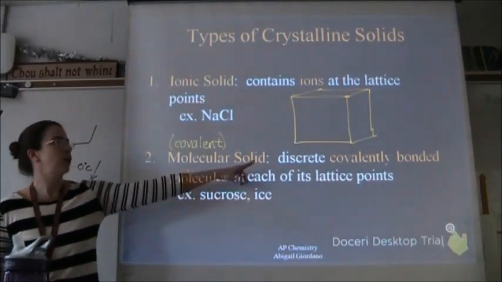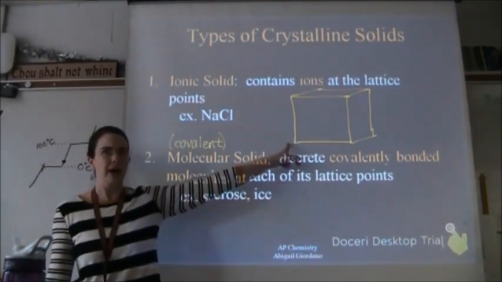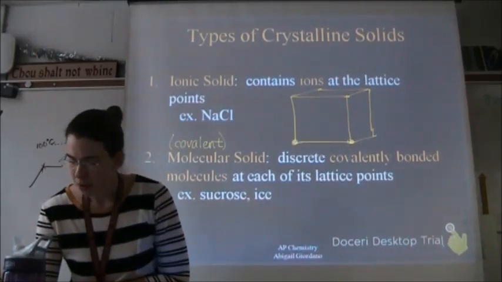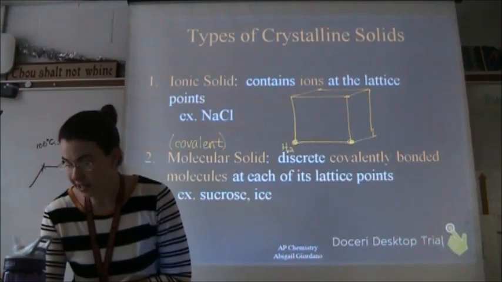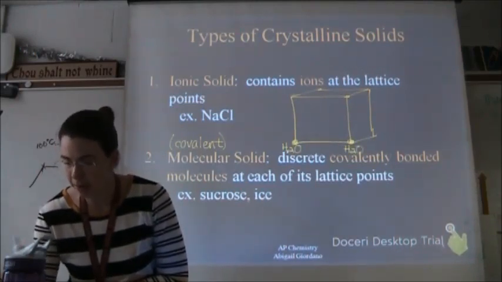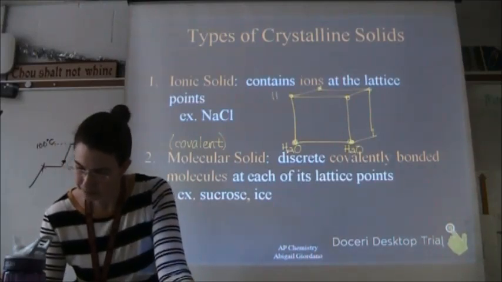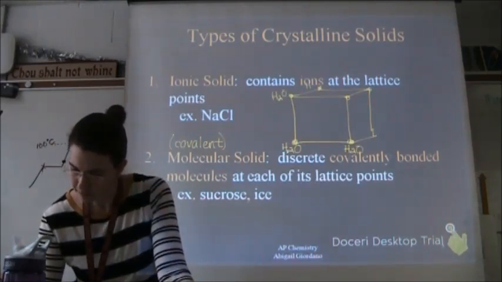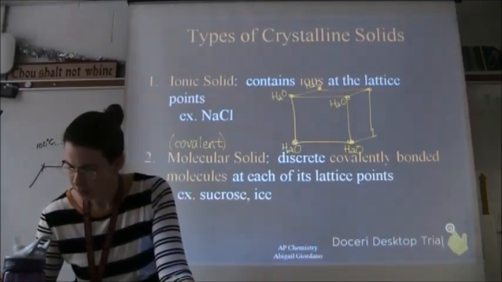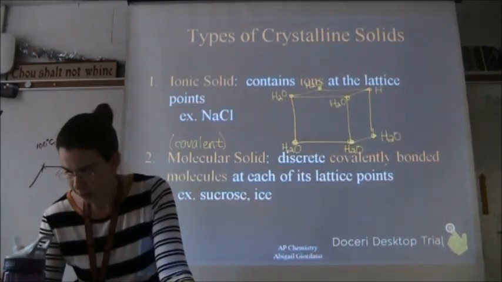But we're not going to have ions at the lattice points. There are no ions. What are we going to have? Let's say it's ice. We're going to have the entire molecule at each lattice point. Okay, no ions. We'll have the entire molecule.